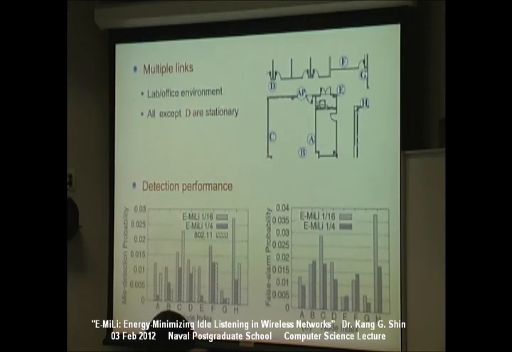And also, we want to measure the effects of mobility. So we moved one node. My student was carrying this USRP node, walking around, whereas all the others were stationary. And then again, we measured the misdetection and the false alarm probability. As I showed in the previous slide, E-MiLi with down clocking by a factor of 4 or 16 still looks pretty good, actually. Most of the time it is around or below 2%. And the false alarm probability is the same thing.